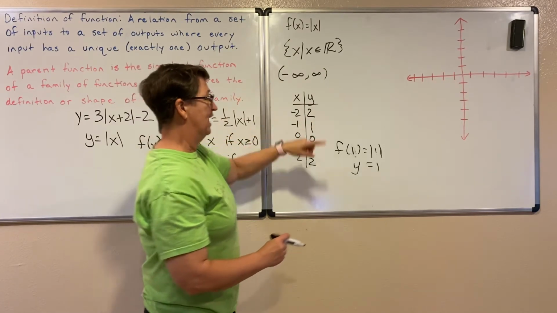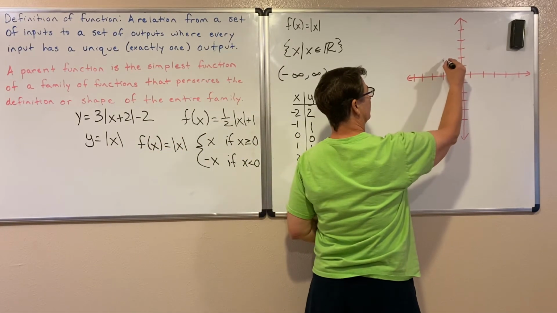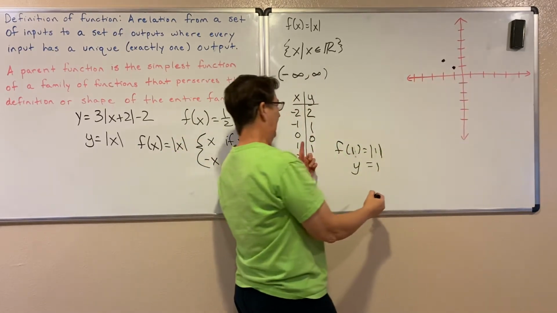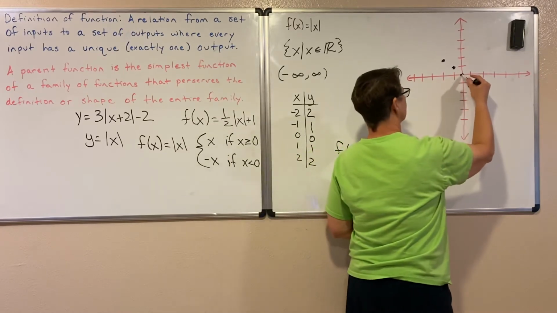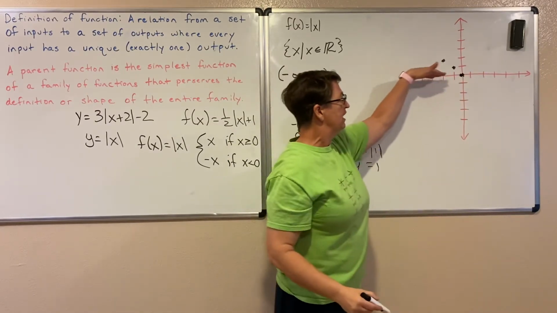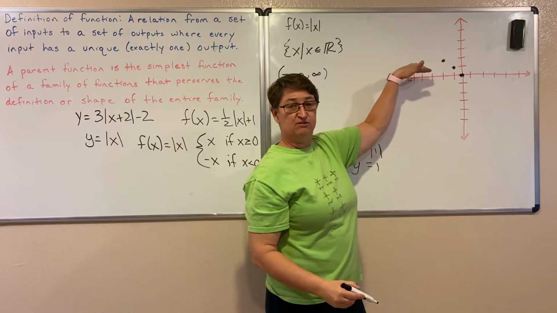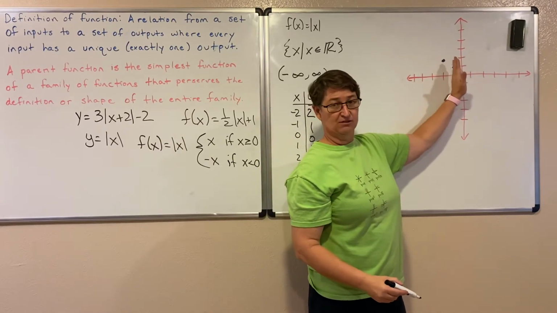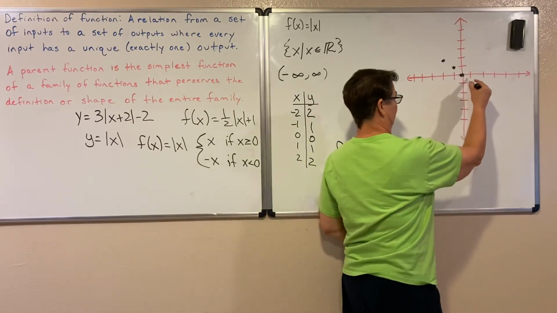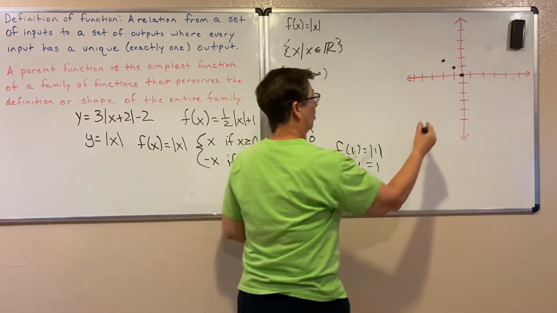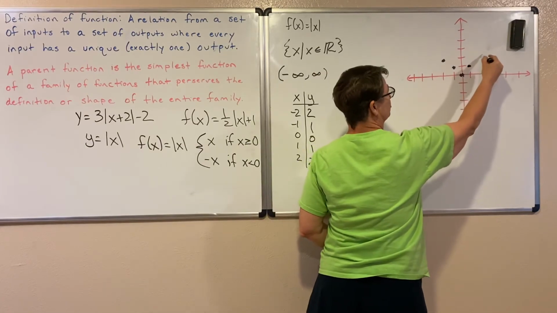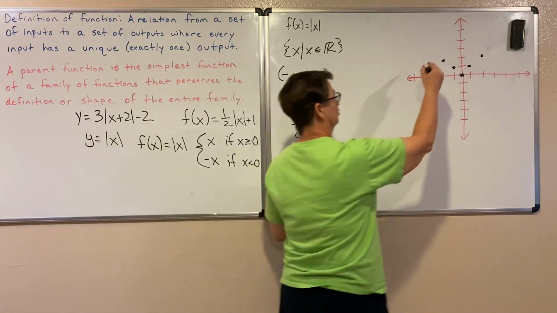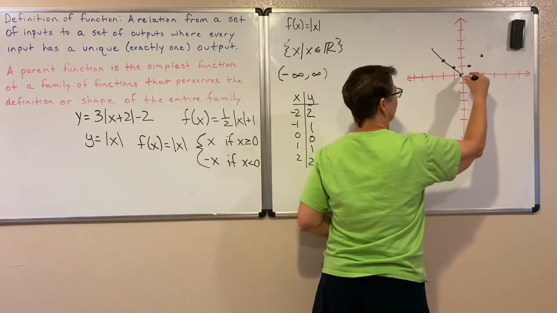So there's a point at -2, 2. There's a point at -1, 1. There's a point at 0, 0. Notice that this 0, 0 is on my x-axis, so we say it's the x-intercept. And it's also on the y-axis, so we say it is the y-intercept. Then there's a point at 1, 1, and also at 2, 2. So the parent function of my absolute value function looks like this.